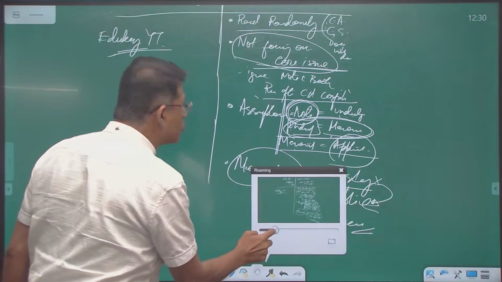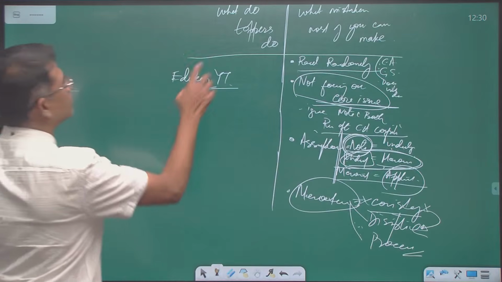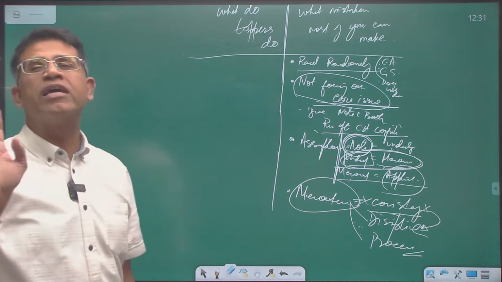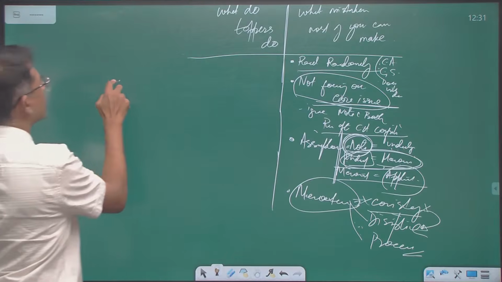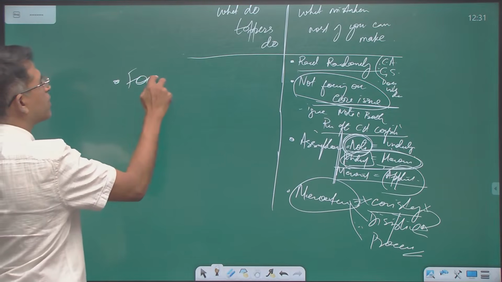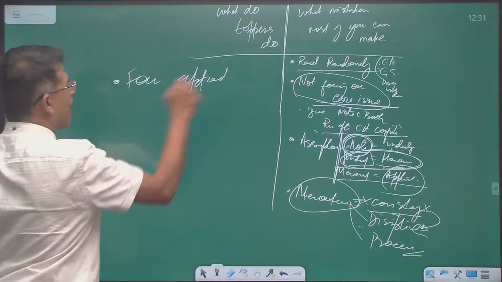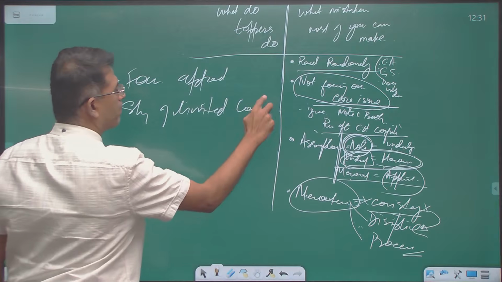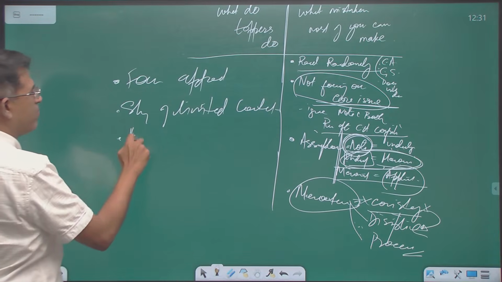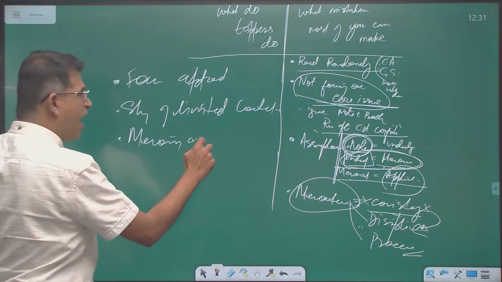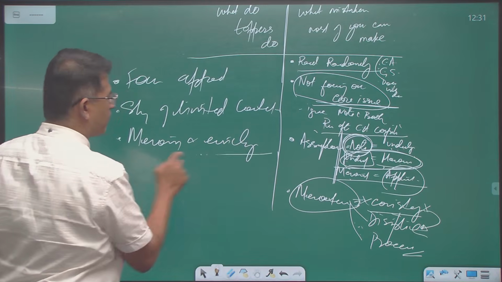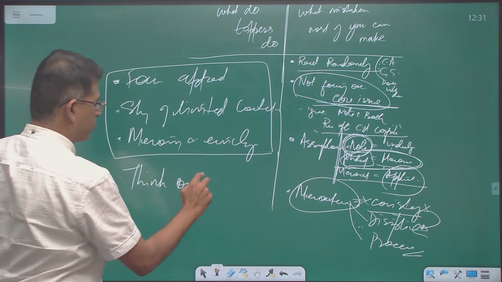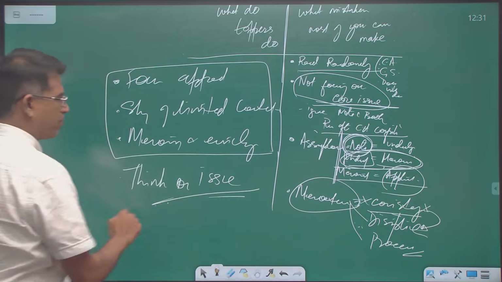What toppers do is exactly the mistakes you make, they avoid. They have a very focused approach and study of limited content. They spend a lot of time memorizing and enriching. They think on issues. This is also part of studying.